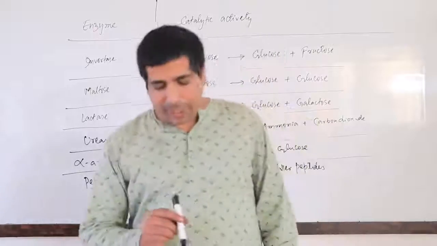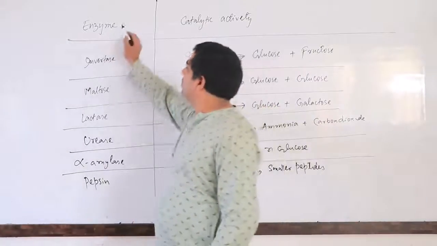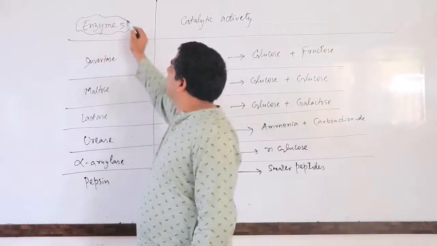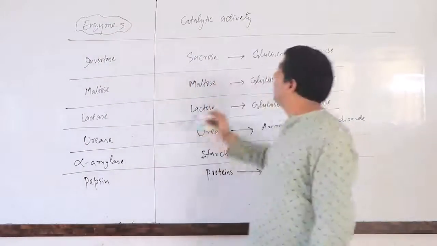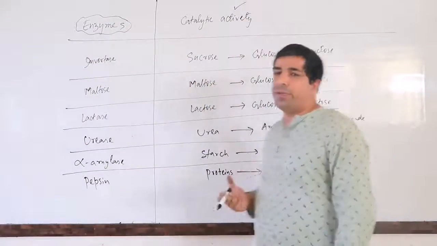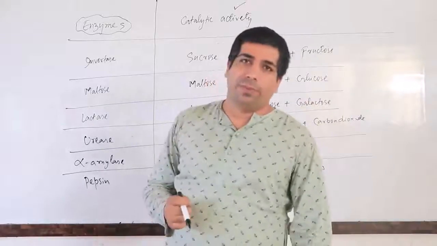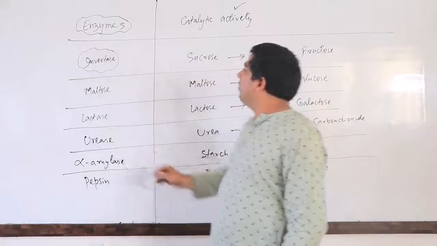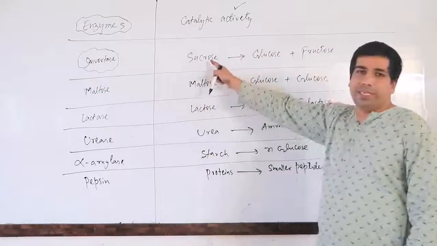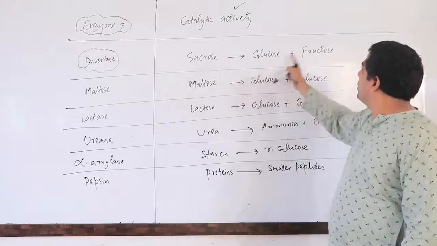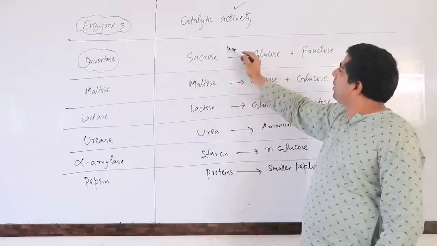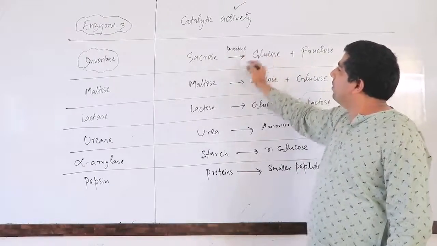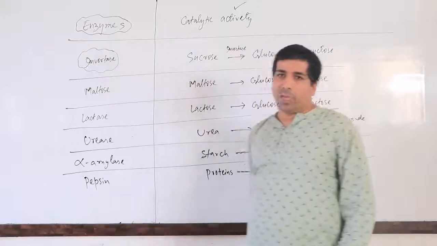So my dear friends, now we will be talking about a few enzymes here, and about their catalytic activity, what kind of catalytic activity they perform. If we talk about the enzyme invertase, it will convert sucrose, which is basically a disaccharide, into glucose and fructose. So here we are using an enzyme called invertase.